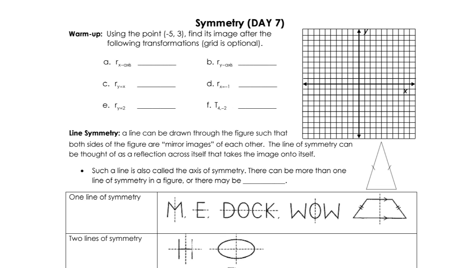So -5, 1, 2, 3, 4, 5, +3 is right here. (-5, 3). That's our starting point for every single one of these, okay? And in the first one, they want us to reflect over the x-axis. And so our point is 3 units above the x-axis, so it's going to go 3 units below the x-axis. And it's going to be (-5, -3).